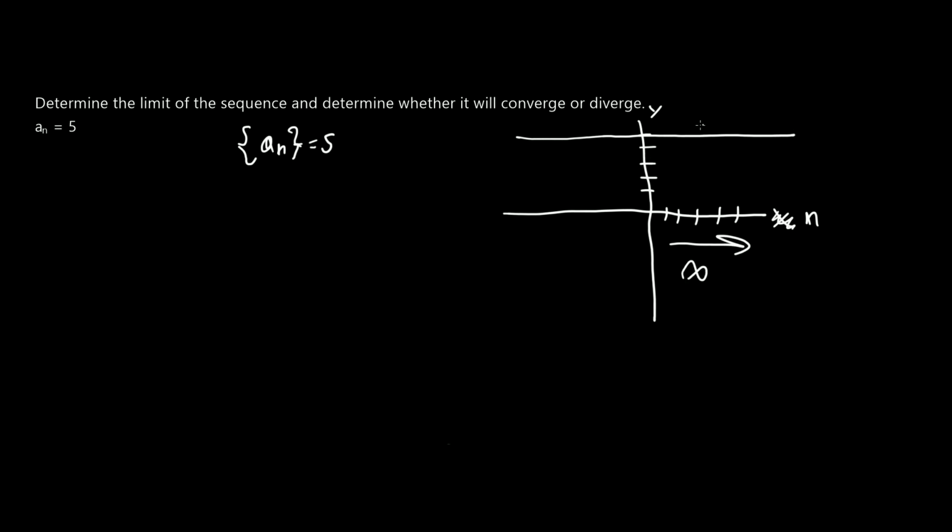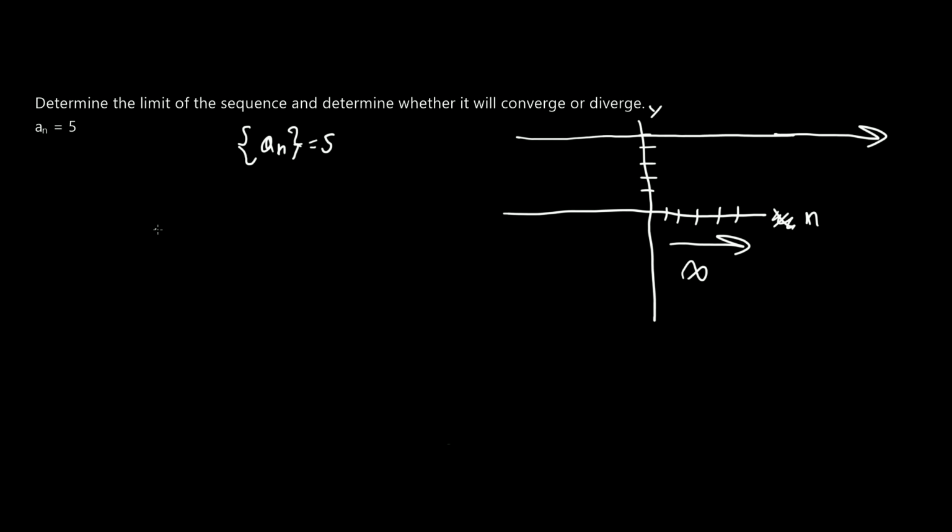So as n approaches infinity, meaning that as we move along this axis to infinity, you'll notice that this line here, the graph of 5, will always remain 5. So this will never ever change. The idea is that no matter how much you move to the right towards positive infinity, or even negative infinity, the graph will never change. It'll stay at 5 the whole time.